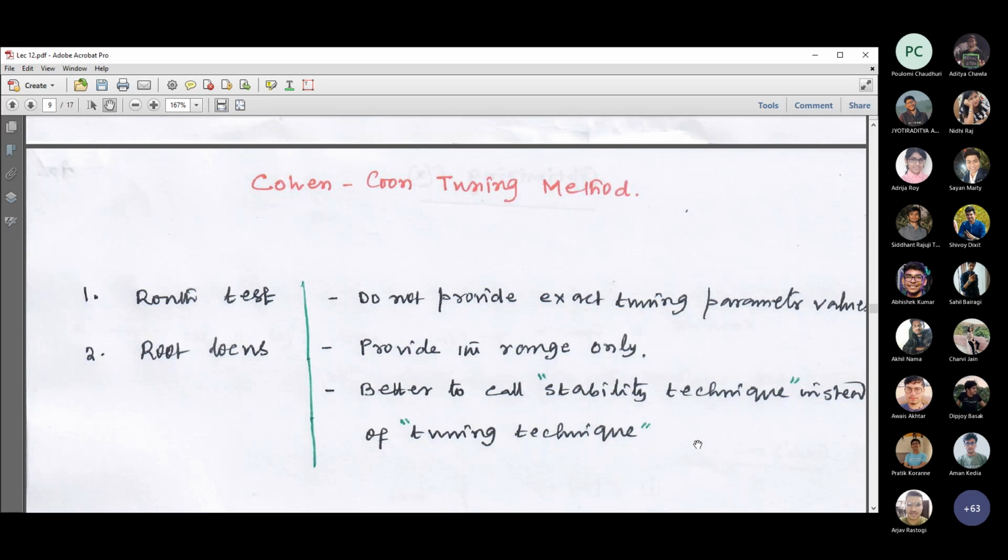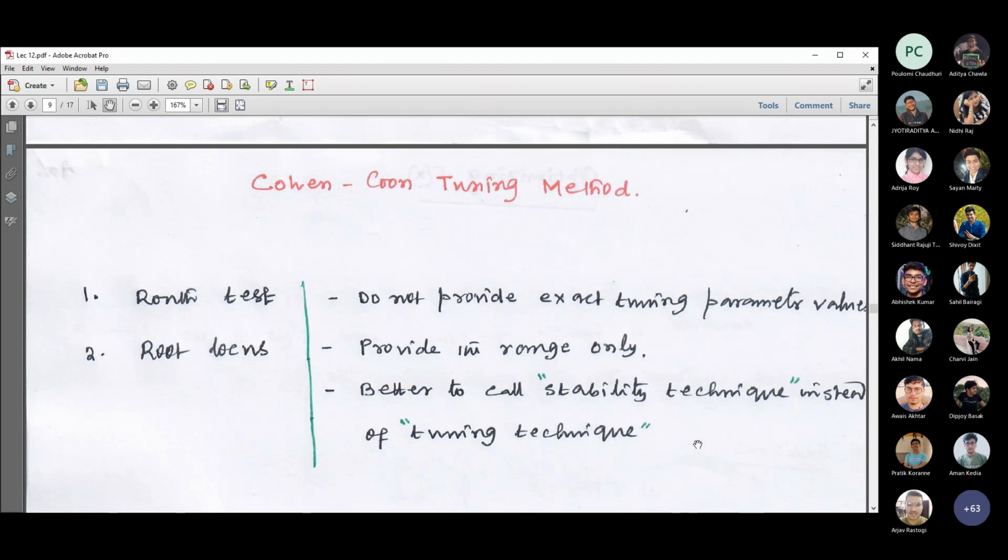I repeat, we will first list the drawbacks or limitations of the tuning methods which we have discussed so far, and at the end we will see whether we can overcome those drawbacks by the Cohen-Kuhn method or not. This is the way we are going to discuss the motivation behind the Cohen-Kuhn method. So let us start with the Routh test and Routh locus method.